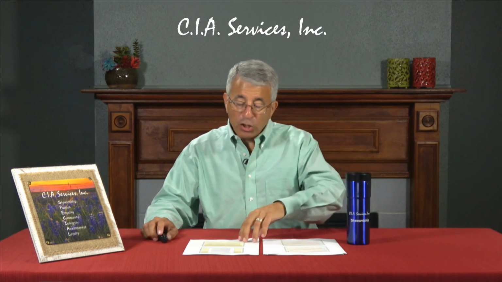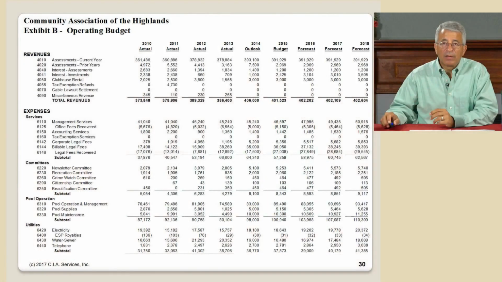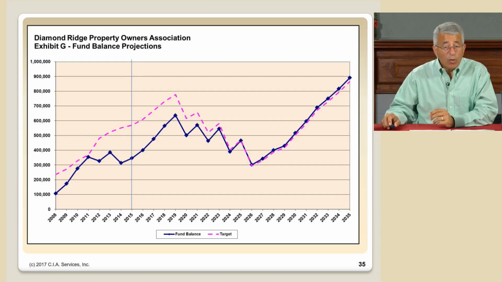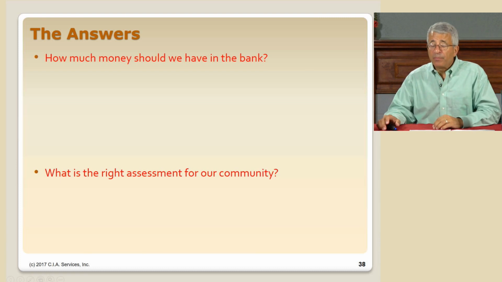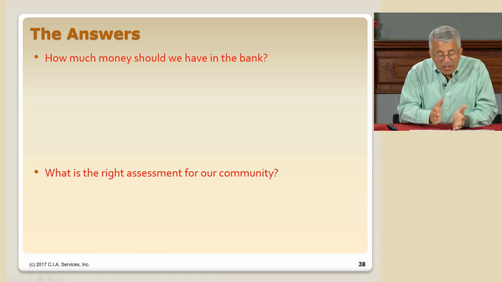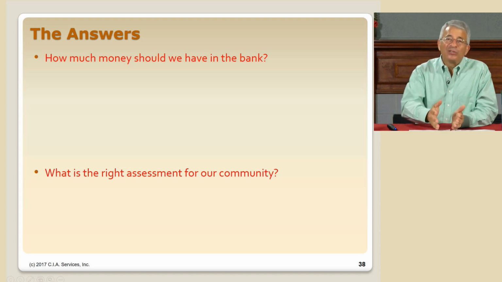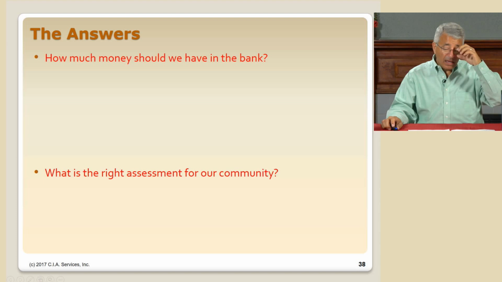And we're going to go back to the answers. At the very beginning, we asked some questions, and I want to zip through these real quick. Let me get over here. We asked some questions. How much do we have in the bank and what should our assessment be? So now that you've gone through this, and you know that there is a science to this, there's a logic to how you come up with these, how much money should we have in the bank?